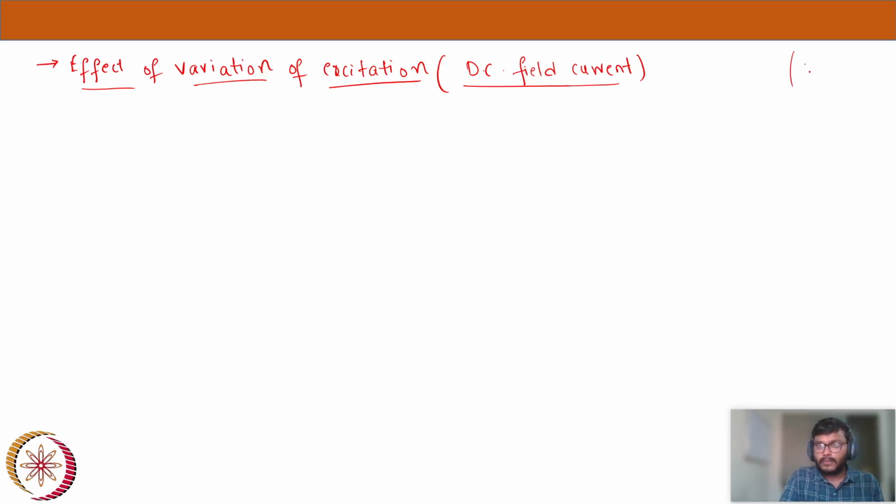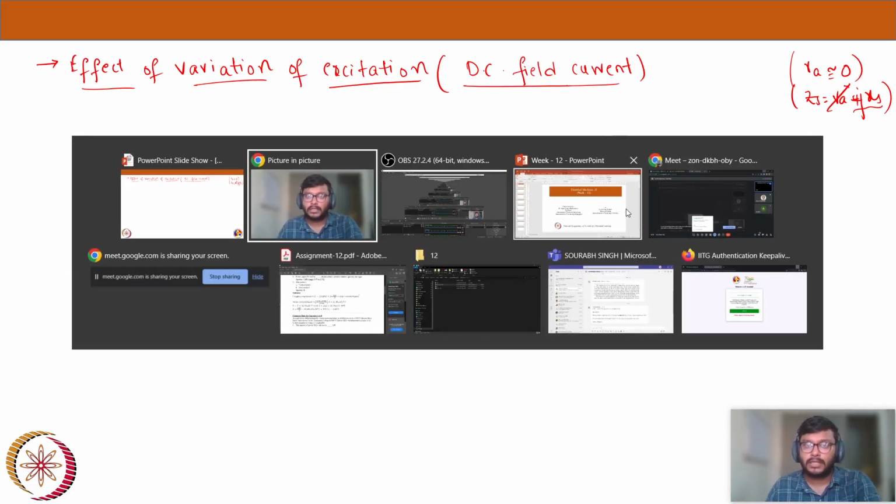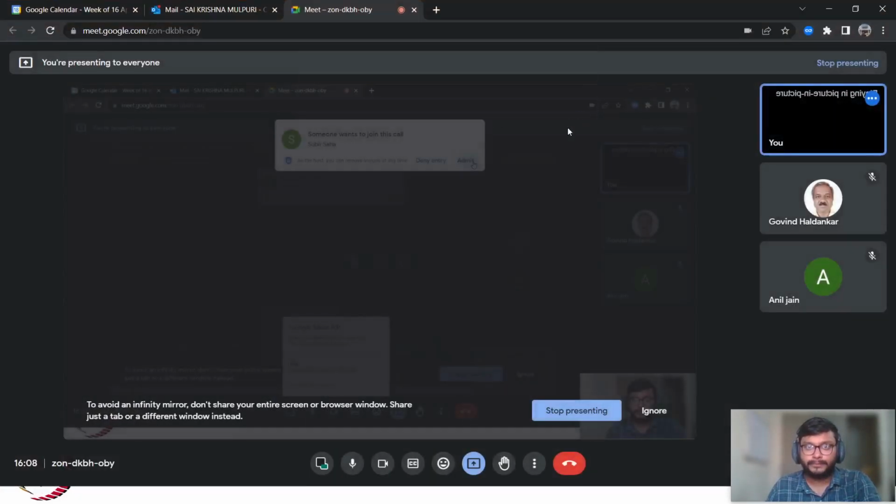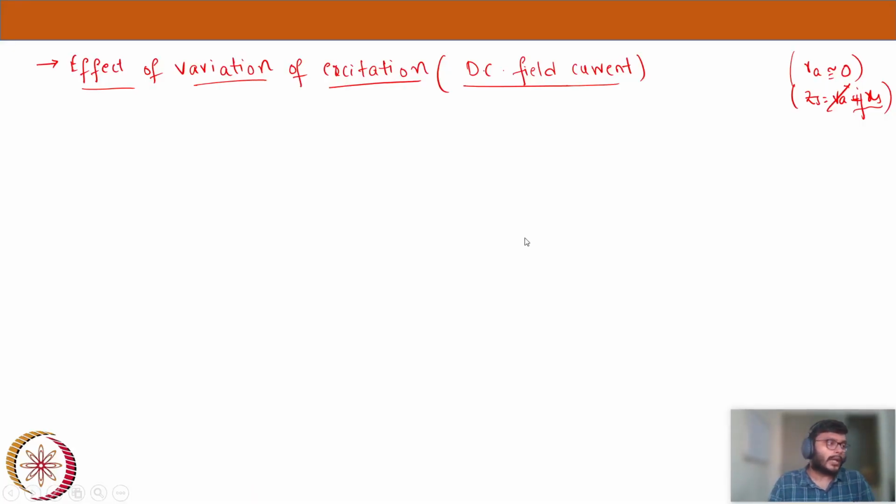So we know ZS is equal to RA plus jXS. We assume that RA is negligible, so that we will have only reactance in the impedance. That is just an assumption. Anyhow, resistance will also be there, but it's very, very small. For simplicity purposes, we are just assuming the resistance to be negligible here. Now let's first look at the generator mode, and then we will apply the same concept to the motor mode. Both are easy.